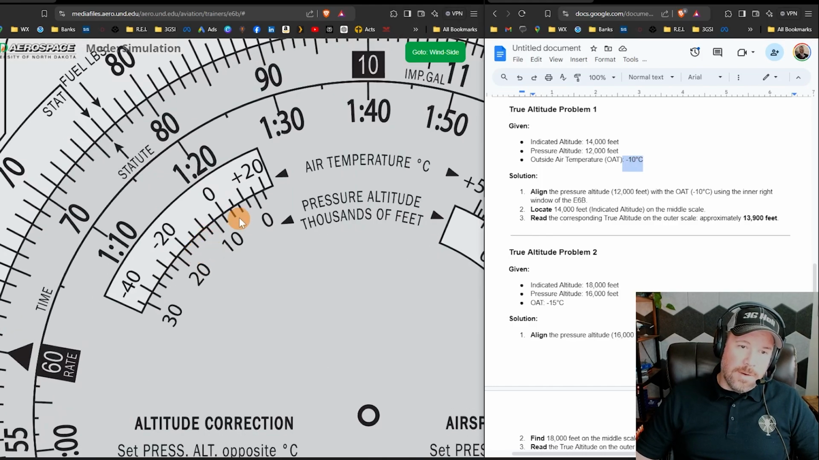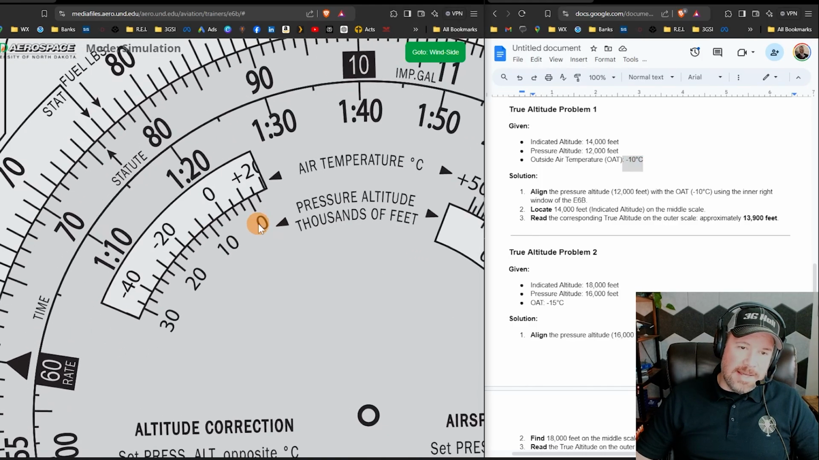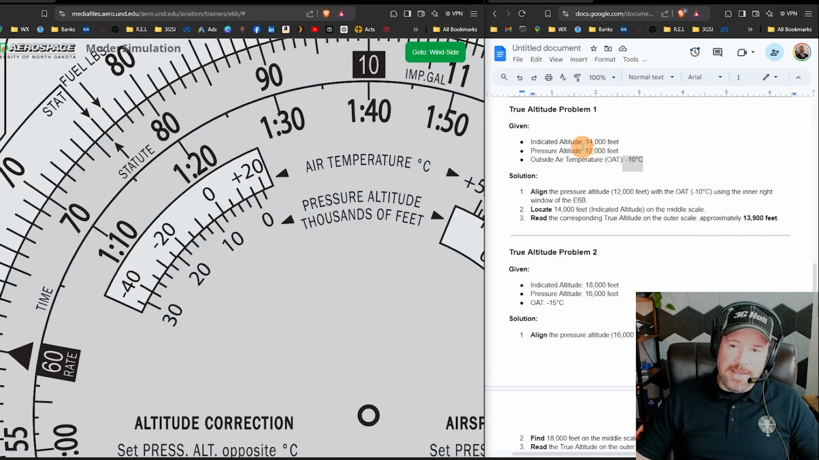Okay, so on this one, because this rotates, I'm going to find the 12,000 foot first. So there's 10, there's 20. So 2, 4, 6, 8, 10. So that's all right. So now here's the 12,000 foot line.